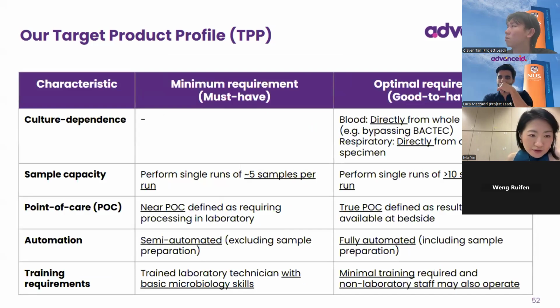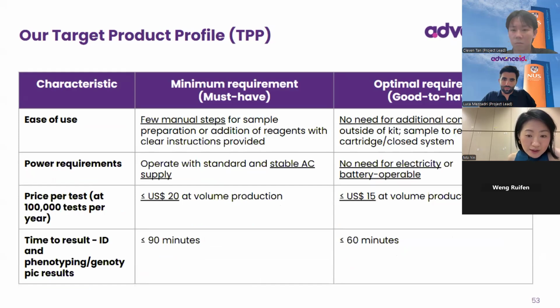So coming back to the TPPs and also the price points we are looking at, the sample capacity of at least 5 to 10 samples per run, and ideally point of care testing and fully automated or semi-automated, as well as minimal training requirements. And the price point ideally should be less than 15 to 20 US dollars per test, and time to result is between 1 hour to 1.5 hours.